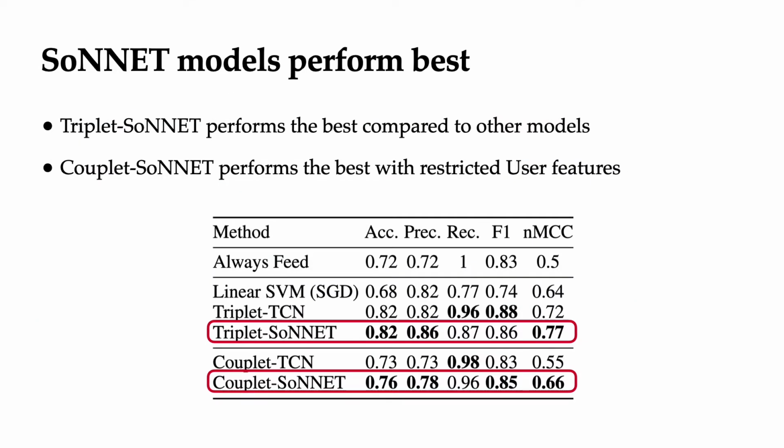We find that TripletsOnIt performs the best over other models such as an SVM and TCN, as we see in the middle rows over here, with higher accuracy and precision, as well as a higher normalized MCC score, which indicates it accurately predicts when the robot should and should not feed. Similarly, we find that CoupletsOnIt performs the best when we restrict the user's features. As expected, performance drops compared to the TripletsOnIt model.